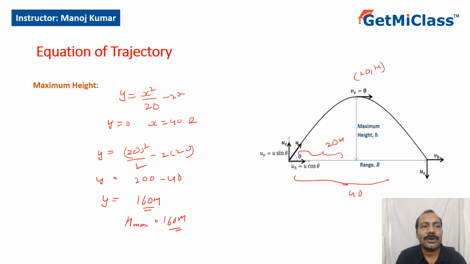And the coefficient of x in the expression, what is the coefficient of x? It is 2. So I can say tan theta is also equal to 2. So in this way, even without remembering the equation, I can find out these three parameters, that is maximum height, range, and angle of projection.